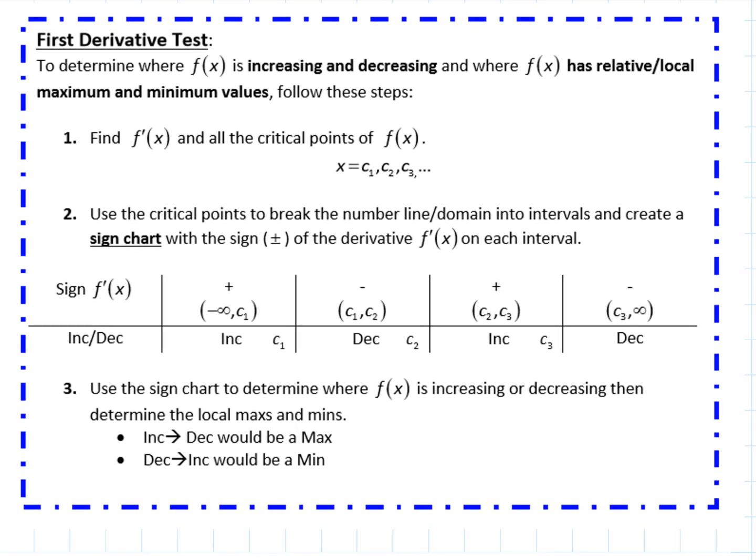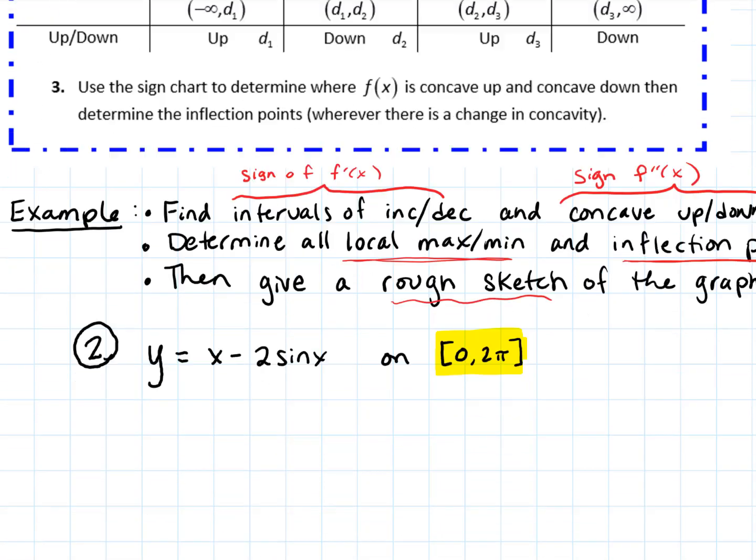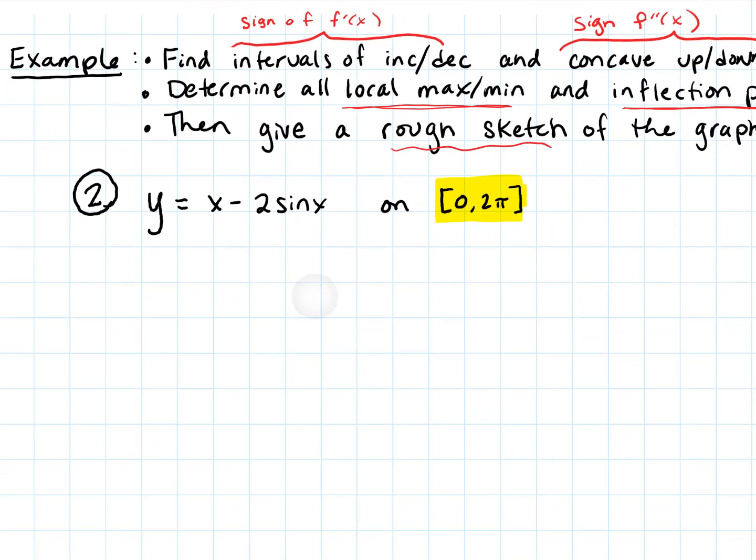So the process that we're going to use is we're going to find all the critical points. So the first thing we're going to do is find critical points of the first derivative. Then we're going to make a sign chart of that first derivative, and we're going to use that to determine where we have our local maxes and mins, as well as state our intervals of increase, decrease. So that's the process that we're going to start with, using that first derivative test to figure out where we increase and decrease. So let's go ahead and do that.